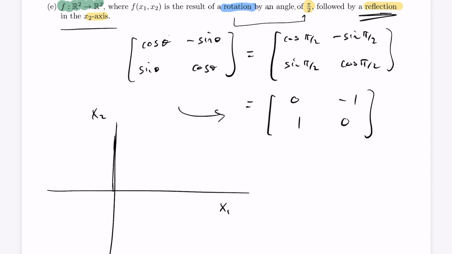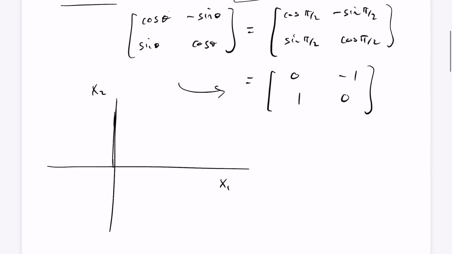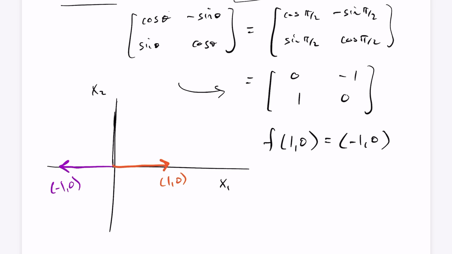To find your reflection matrix for this one, again, let the operation act on (1, 0) first. So if I'm going to take the image of (1, 0), suppose this is my vector here, (1, 0), and we want to reflect this in the x2 axis. If I'm reflecting this in the x2 axis, it's going to go to the opposite side here, and that's going to be (-1, 0). So I know that the output value is going to be (-1, 0).